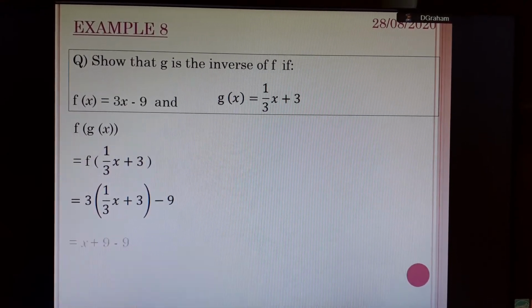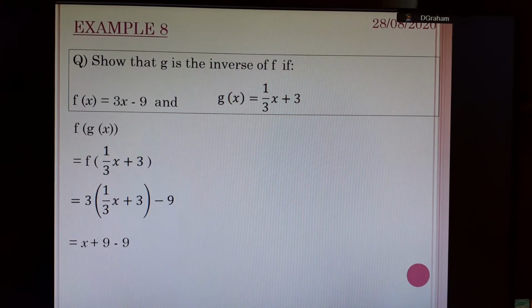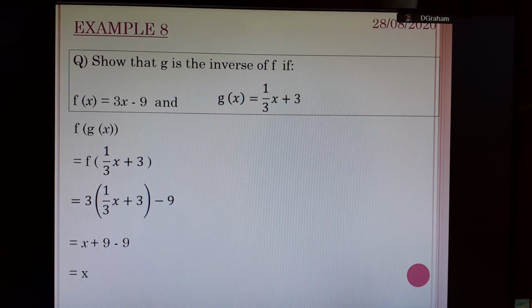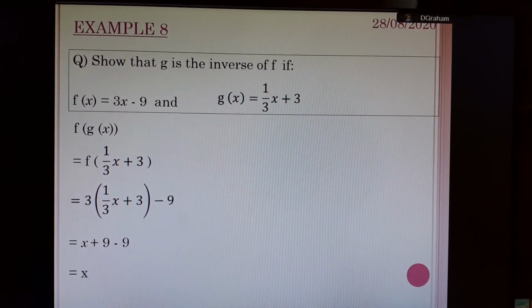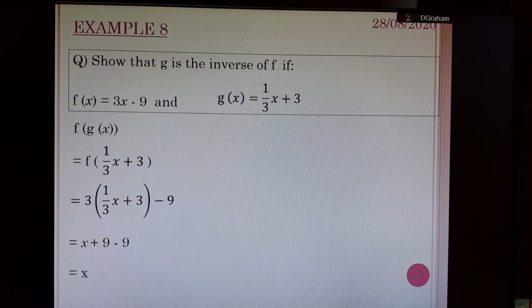3 times 1/3 x is x. 3 times 3 is 9, take away 9. x plus 9 take away 9 is x. So we have x as we would expect to have. You've got to remember though that if it's an inverse function of each other, the answer is x. Okay, that's how you show and demonstrate that.